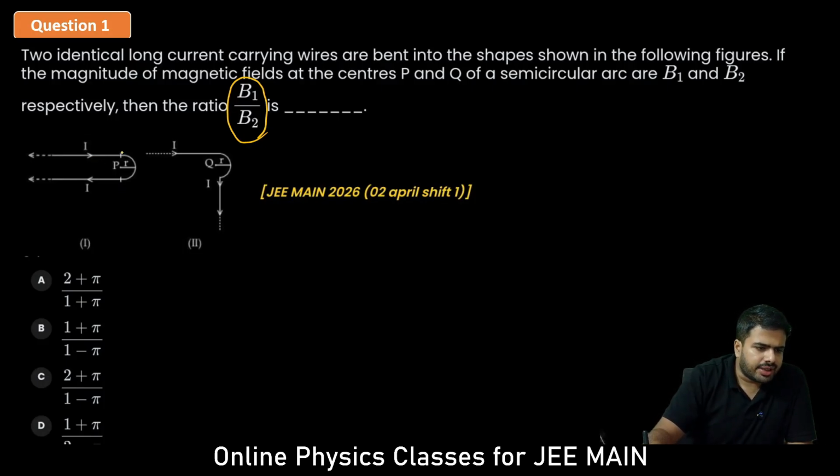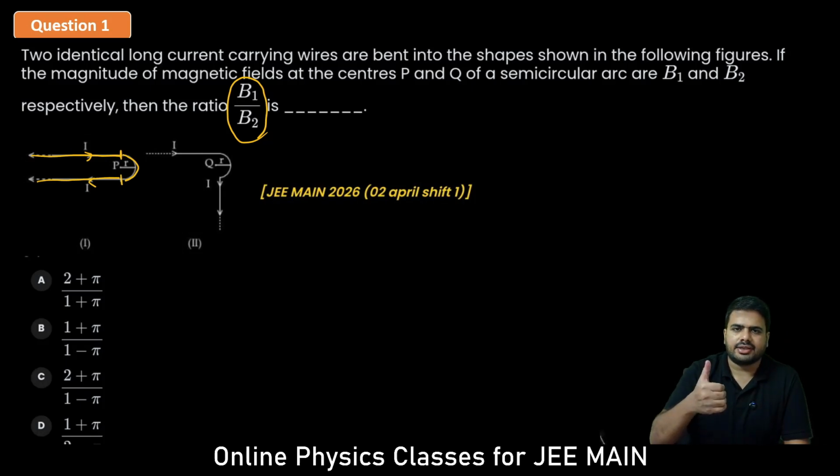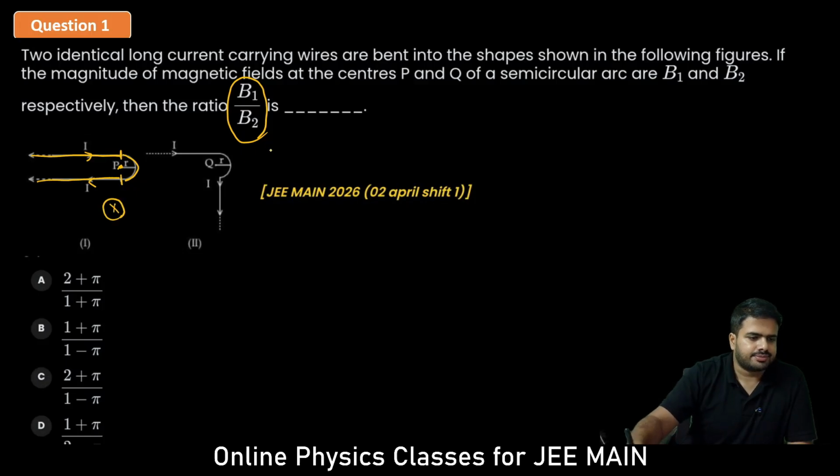You can see here in the first figure, we have a combination of one semi-infinite wire, one semicircle wire, and another semi-infinite wire. So as per the current direction, if you apply your right hand thumb rule, clearly we can say that the magnetic field at point O for all the three, the semi-infinite, the semicircle, and the other semi-infinite, is going to be in the inward direction.